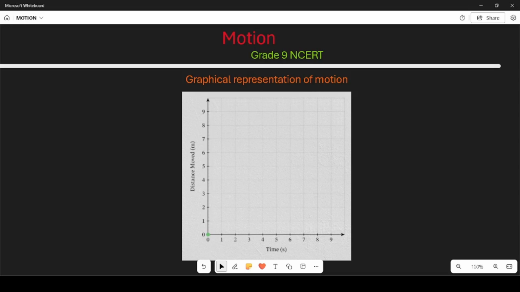As you know, today we will be discussing motion, which is the third part of our motion series, the grade 9 NCERT chapter 7. So today we will discuss distance time graphs and velocity time graphs. So stay tuned to know about it. Let's get started.